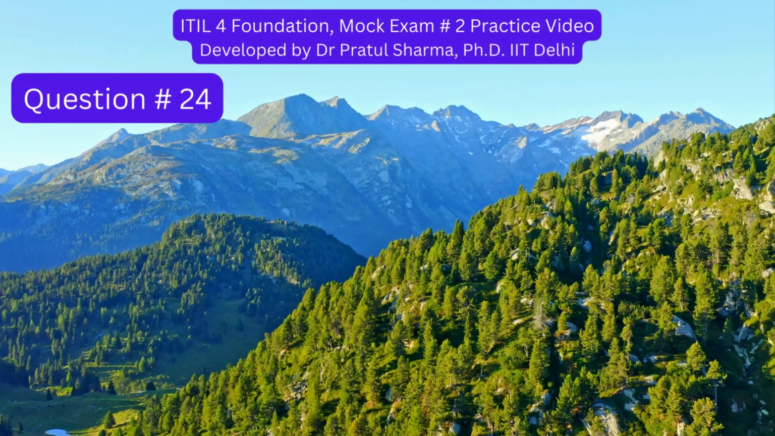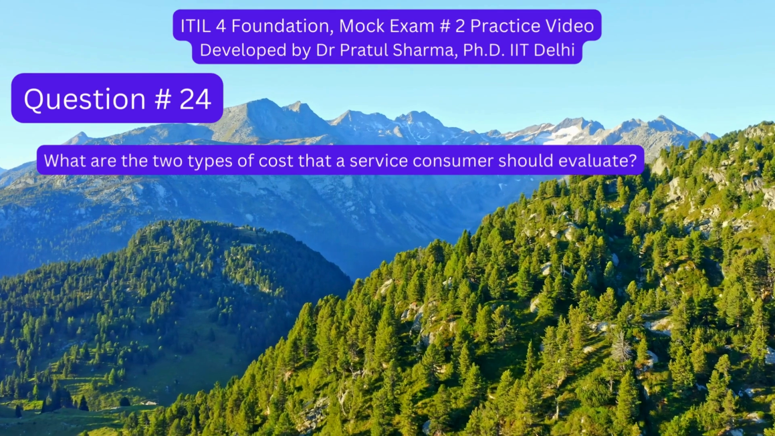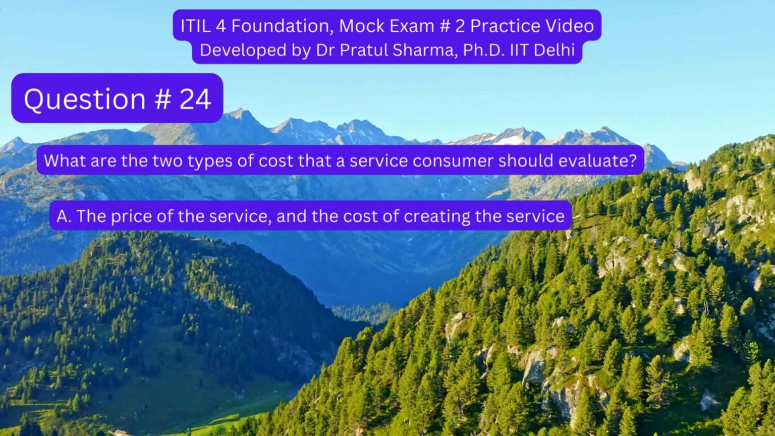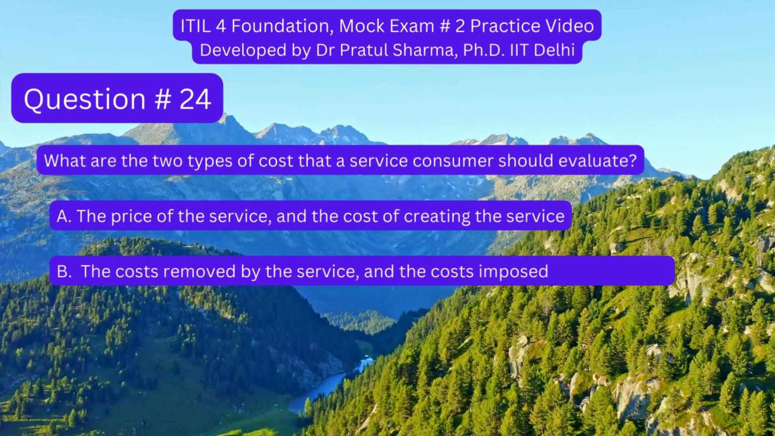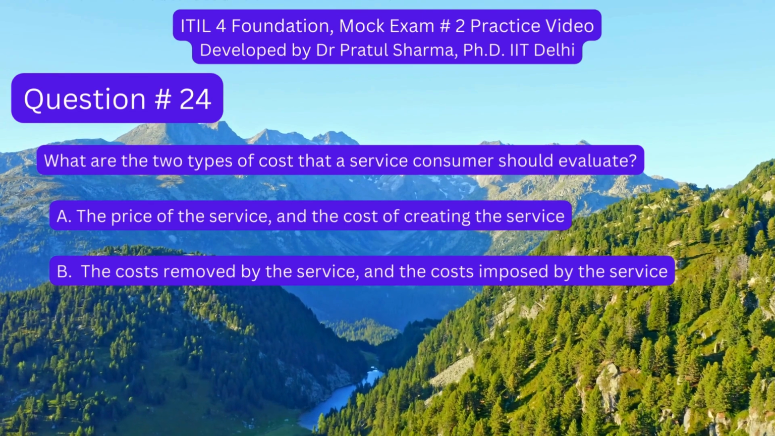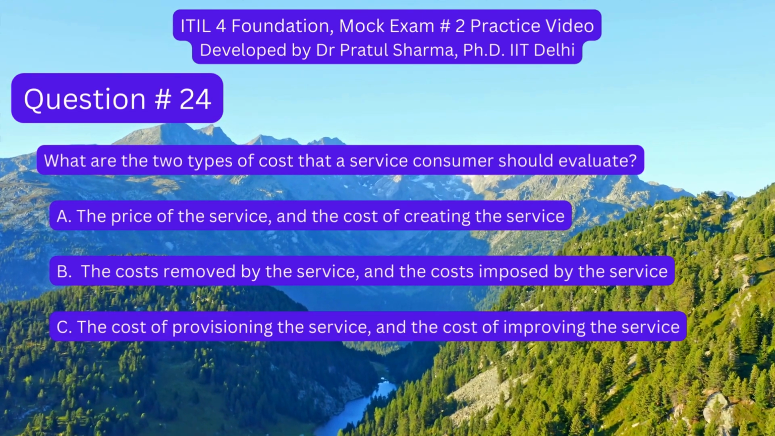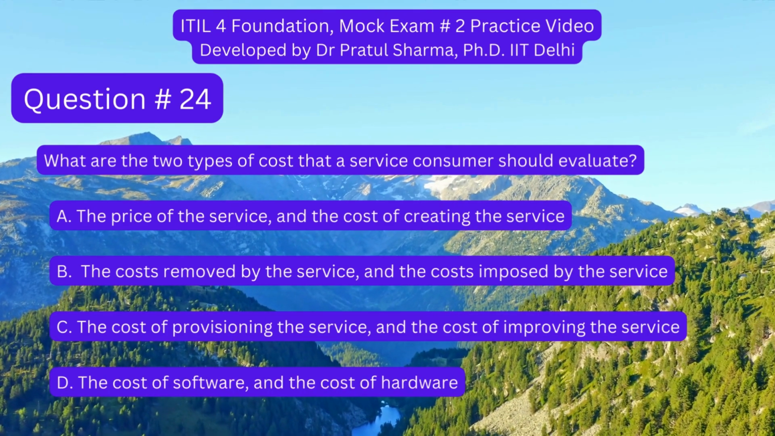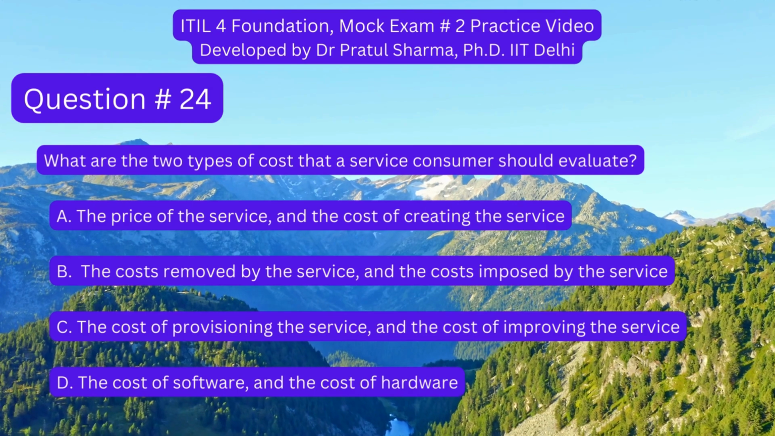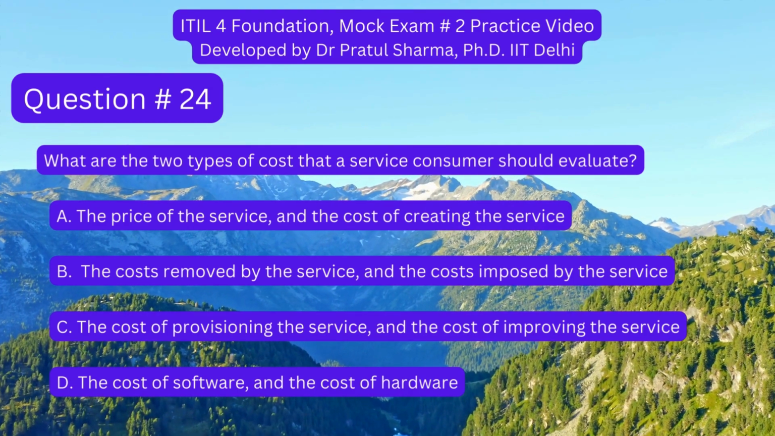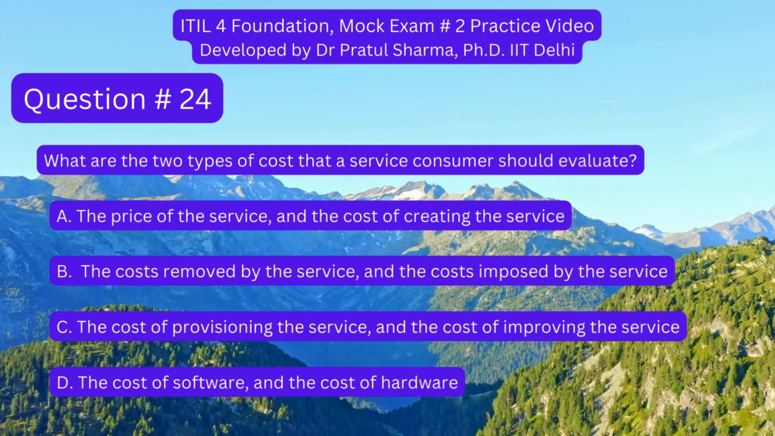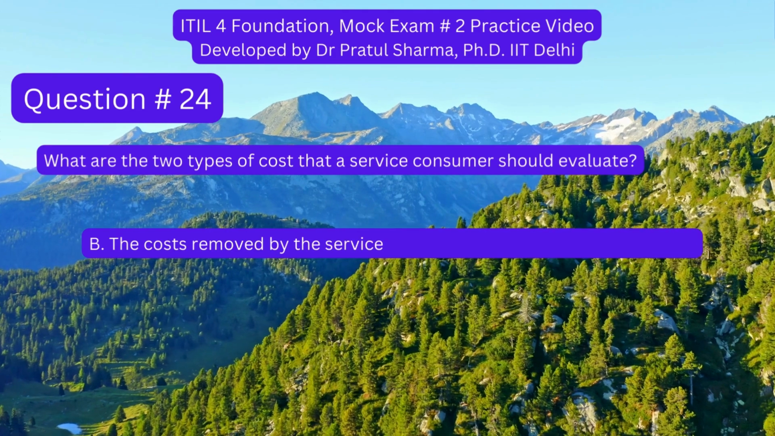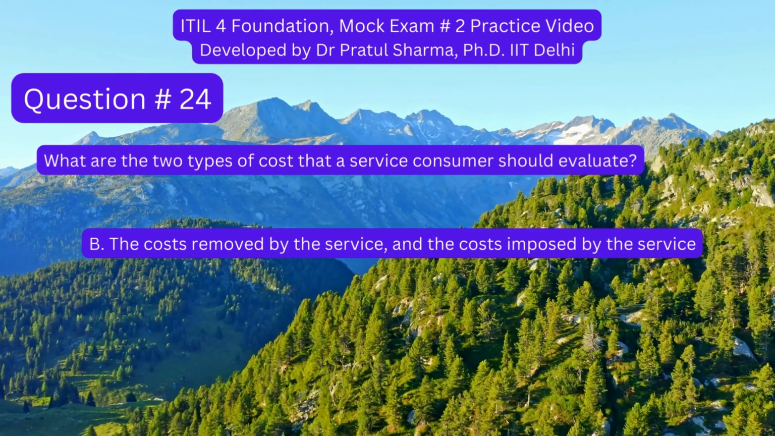Question number 24. What are the 2 types of cost that a service consumer should evaluate? A. The price of the service, and the cost of creating the service. B. The costs removed by the service, and the costs imposed by the service. C. The cost of provisioning the service, and the cost of improving the service. D. The cost of software, and the cost of hardware. B. The costs removed by the service, and the costs imposed by the service.